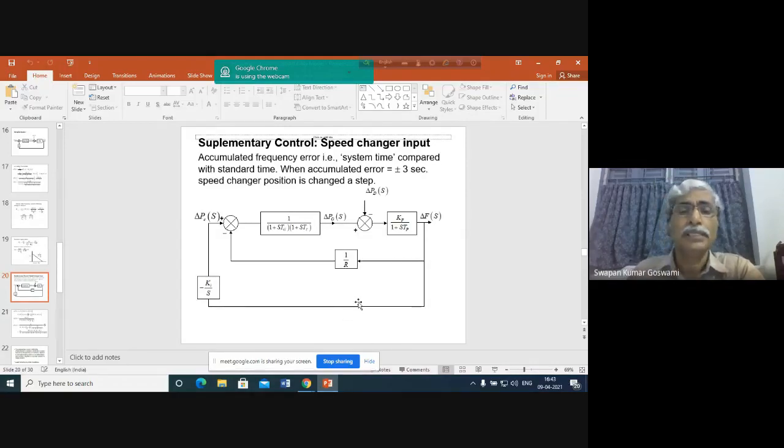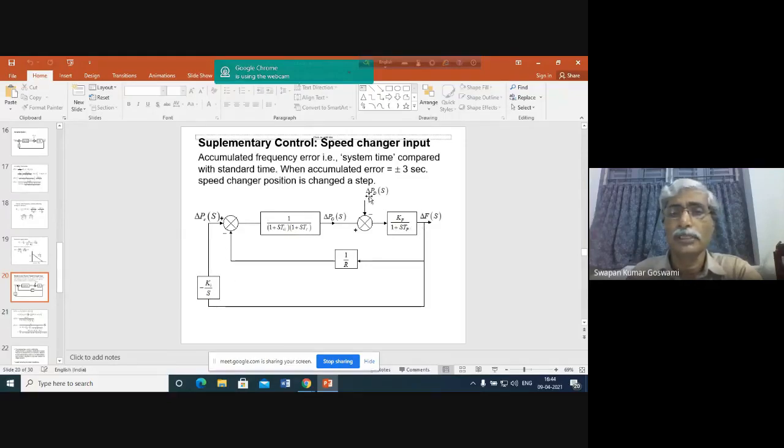That means integral control will be applied to change the position of the speed changer. And if this integral control is applied, you know that when the integral control is applied, then obviously the steady state error becomes zero. From control system theory, you know this. So now, if you find out the expression for del Fs, obviously you can find it out from this block diagram very easily.